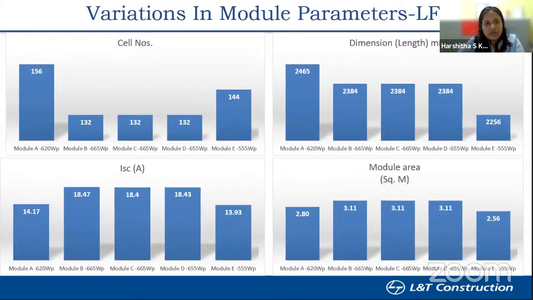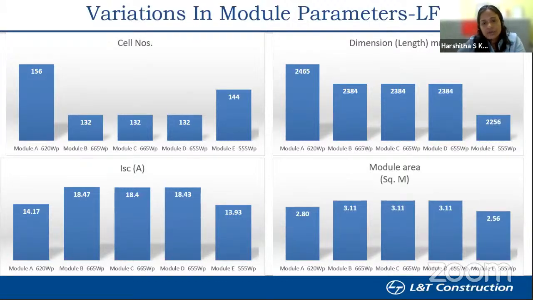Just a graph showing the different large format modules which are available in the market. We have taken 5 samples just to give you an idea how the variations are. As you can see, the cell numbers are varying from 132 to 156 for the typical 5 module cases which have been taken. The dimensions are also varying largely from 2.2 to 2.465, and similarly the ISC current is also varying from as low as 13.93 to as high as 18.47, and the module area as well is varying from 2.56 to 3.11.